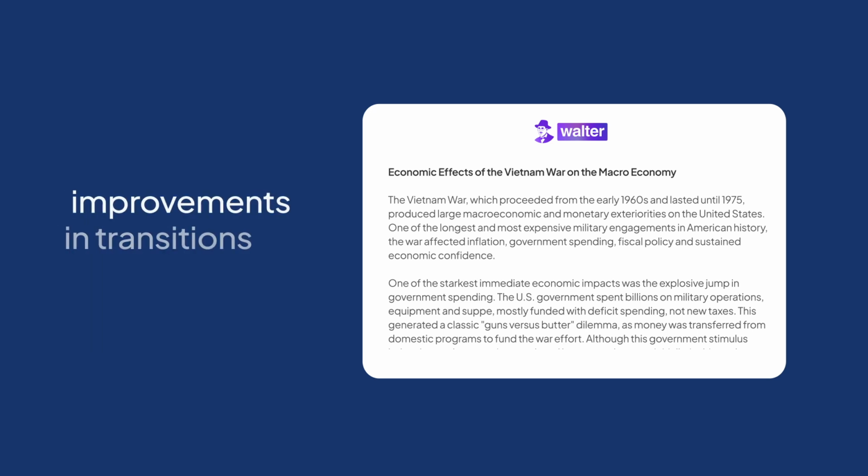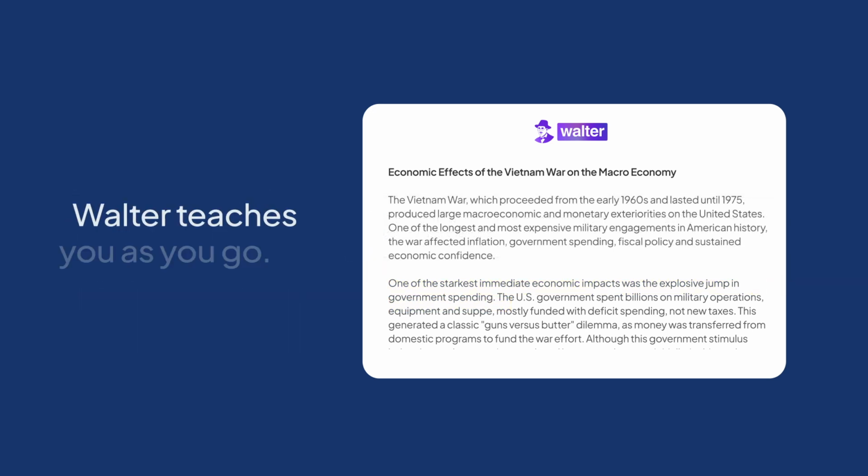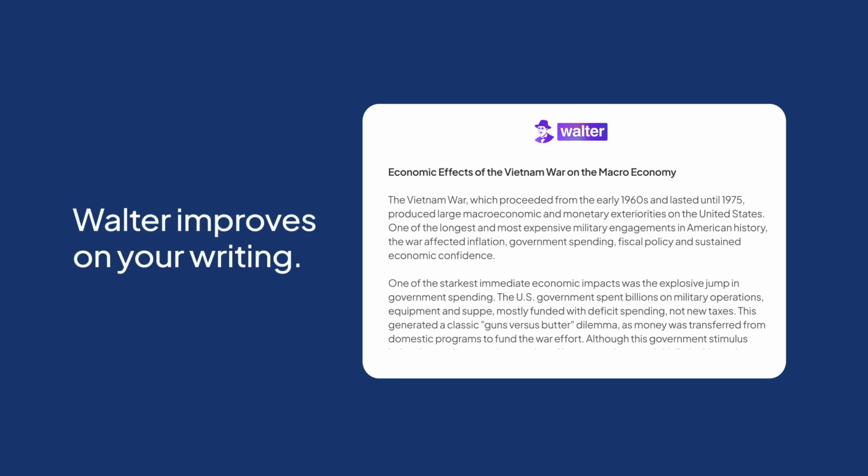Secondly, we just have some improvements in the transitions here. One of the starkest immediate economic impacts right here. This one just says one of the most immediate economic impacts. That sort of illustrates that same thing where it's using a little bit more refined language because I chose that academic setting. And once again, this goes to show how Walter Wright's AI isn't just going to improve your writing. It sort of teaches you as you go. I know what starkest means, but I don't think to use words like that in my writing. But when I add these to my vocabulary and start to use them more often, it definitely can improve my writing as I'm going along.